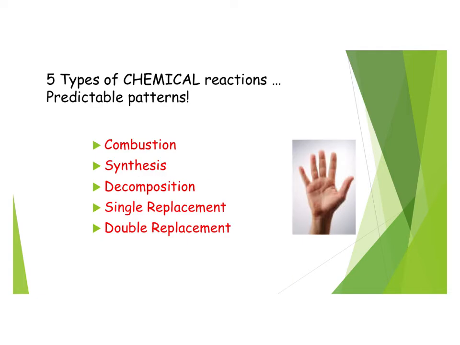When atoms separate or combine or rearrange, they do it in a number of very predictable patterns. Those predictable patterns we refer to as types of chemical reactions. Over the next several days, we're going to think about different types of chemical reactions: combustion, synthesis, decomposition, single replacement, and double replacement. Today we're going to focus on the first of these, which is combustion.